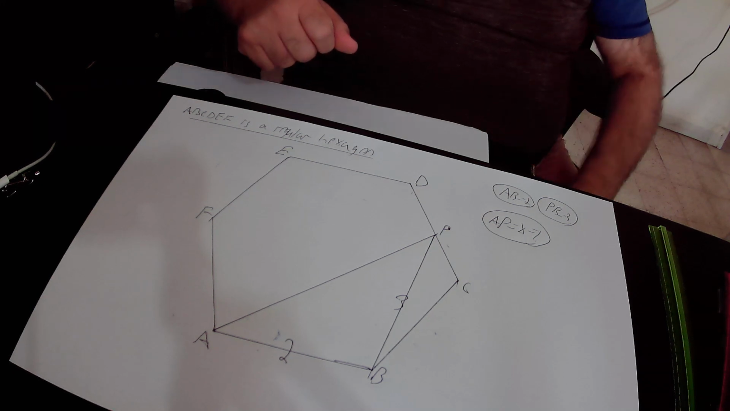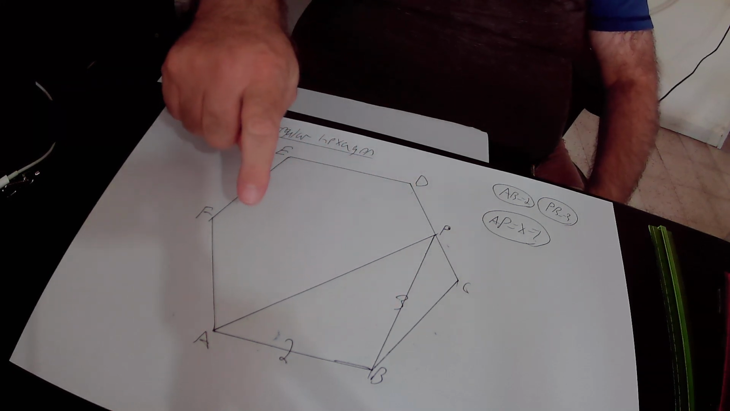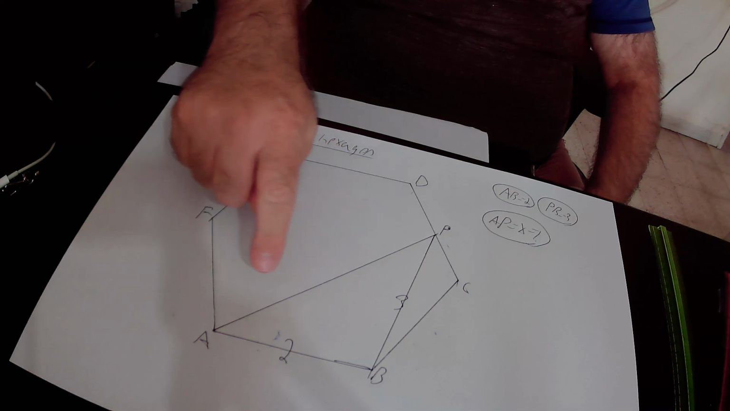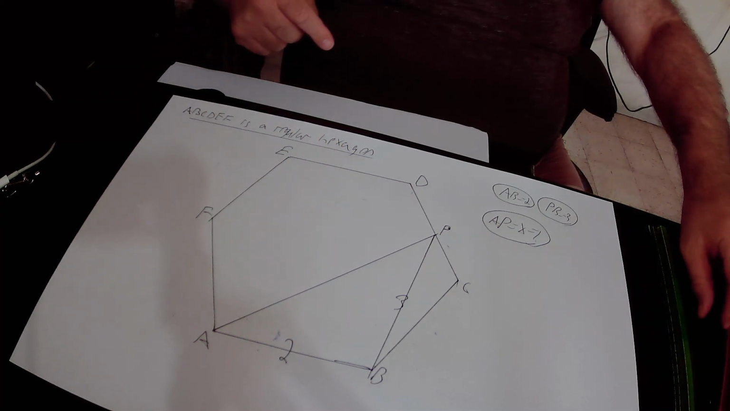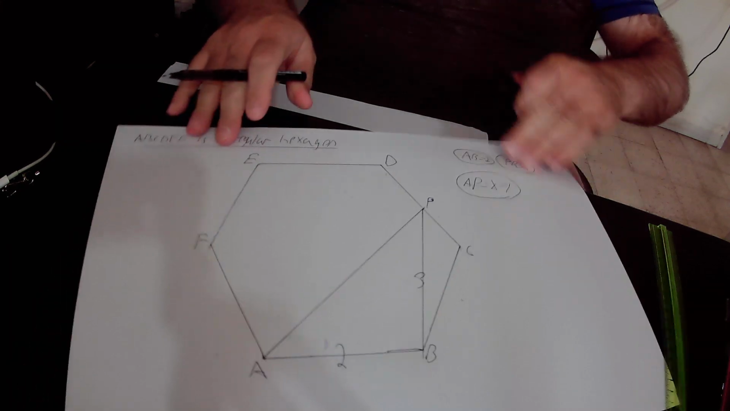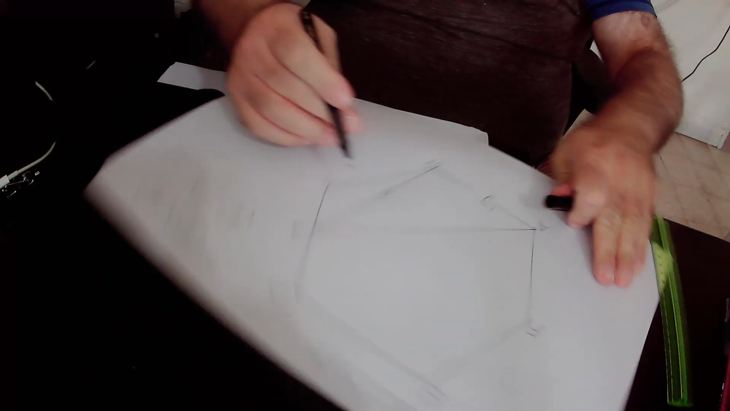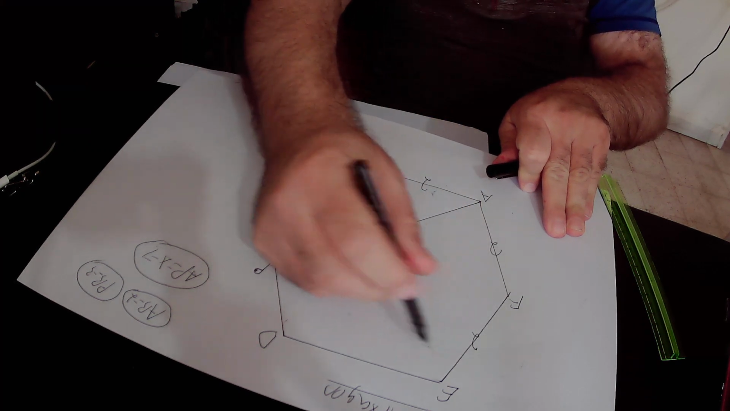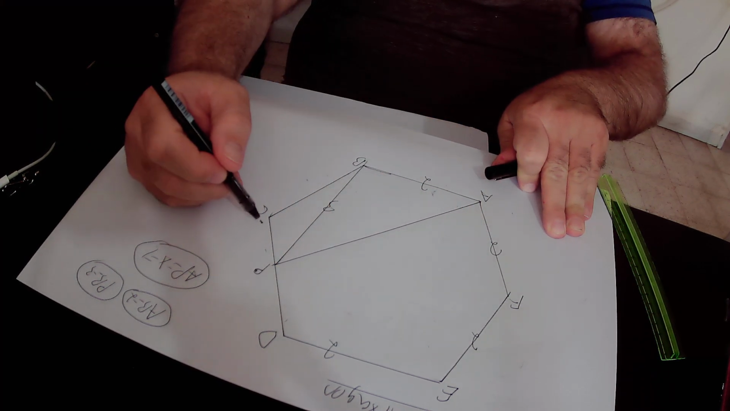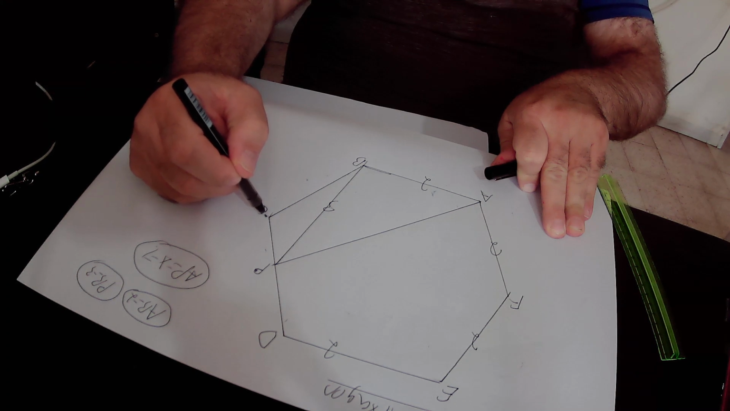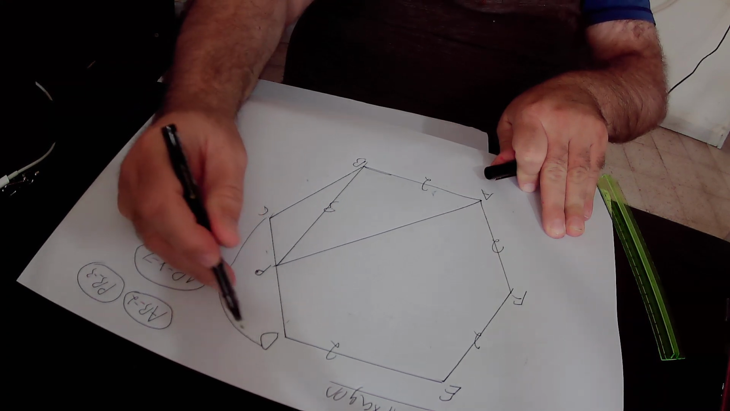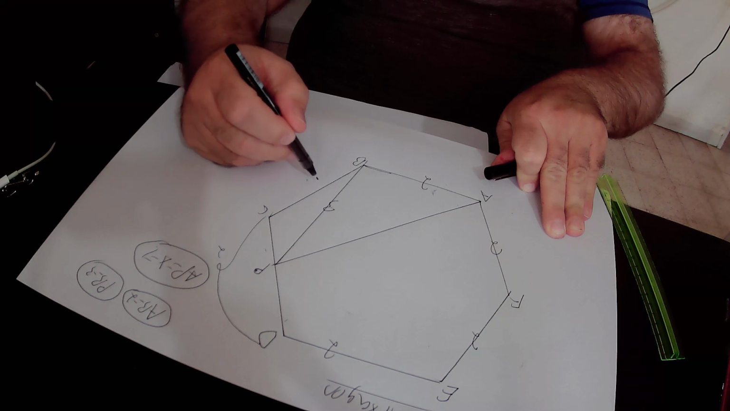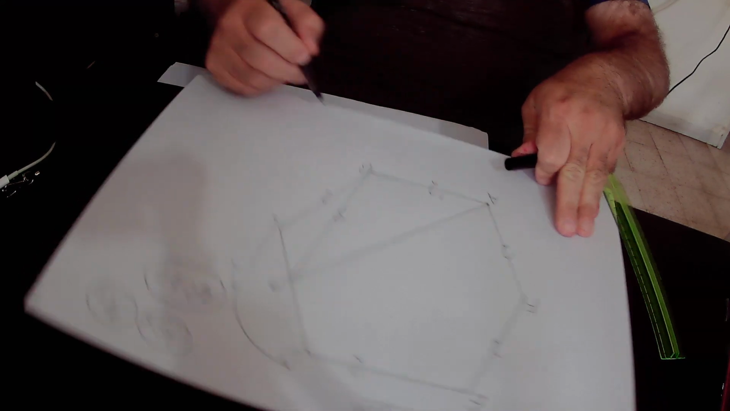Because one side of this regular hexagon is equal to 2 units, the other sides must also be equal to 2 units. So we can write down that AF equals 2 units, FE equals 2 units, side ED equals 2 units, side DC equals 2 units, side BC equals 2 units, side AB equals 2 units.